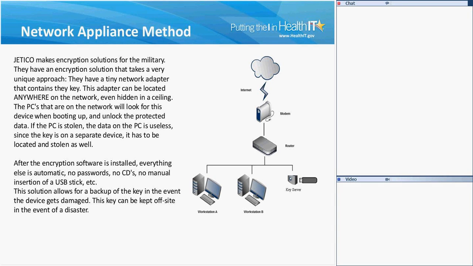So a criminal will have to locate the key, steal that, and reconstruct the network in order to access the information on the computers that they stole. So it's a very, very secure method of doing it. And the only thing that Jetico does is make encryption and decryption methods. They don't write software for operating systems or databases or anything else. So you want to look at that as one method here.